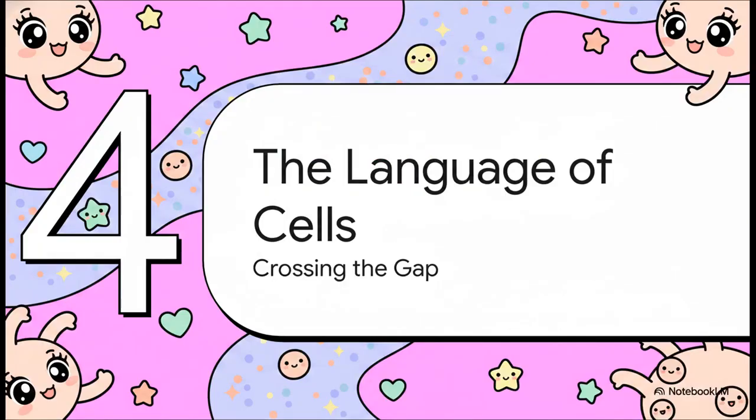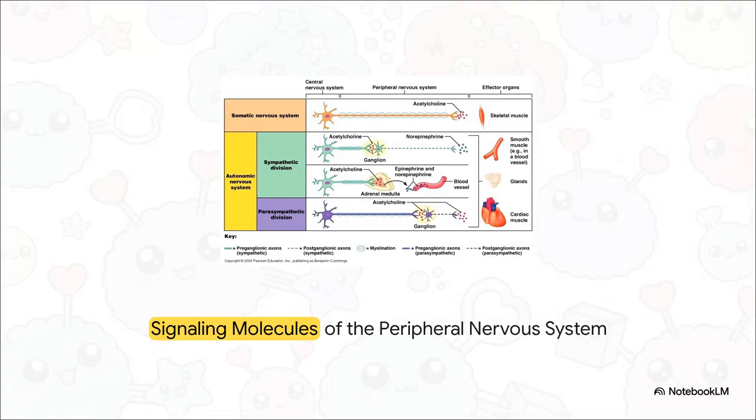Section 4. The language of cells, crossing the gap. All right, we know the organs and we know the wiring. Let's zoom in way further. How does the actual communication happen at the very ends of those nerves? This is super important. Nerves do not physically touch the organs they control. There's a microscopic space there called a synapse.